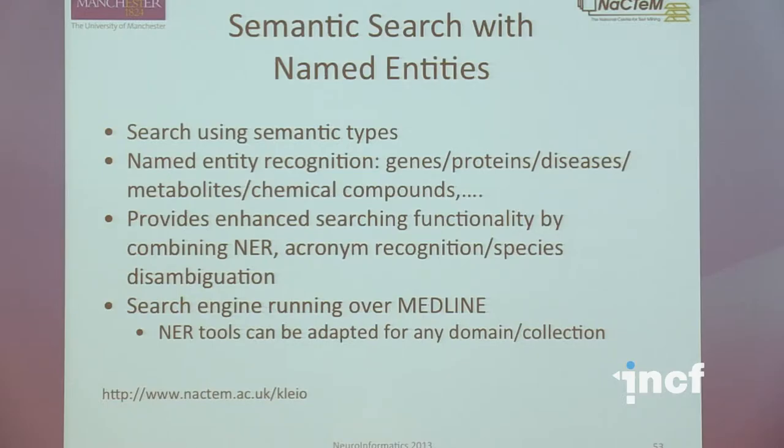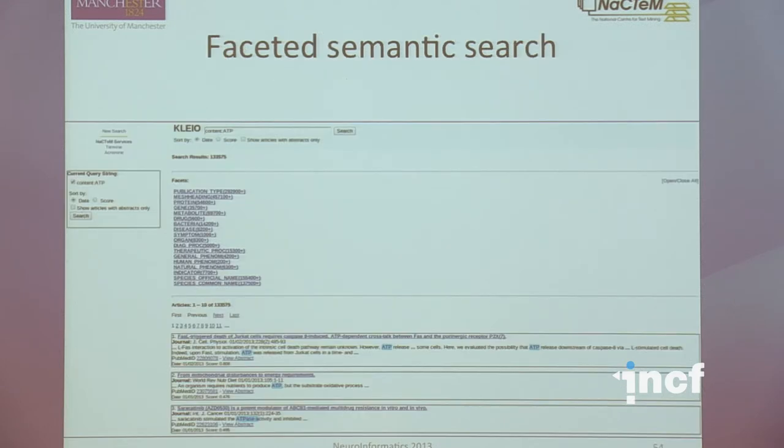The first is doing search based on name entities. Rather than the string, you can search on genes or proteins or diseases. And the first system I'll show you is called Clio. It's a faceted semantic search.